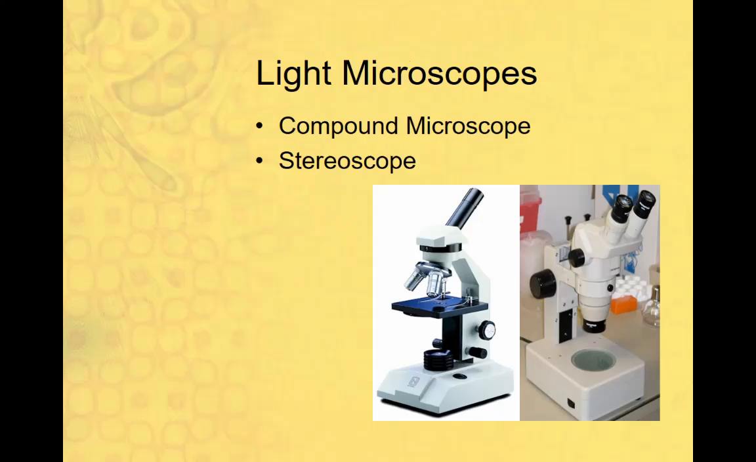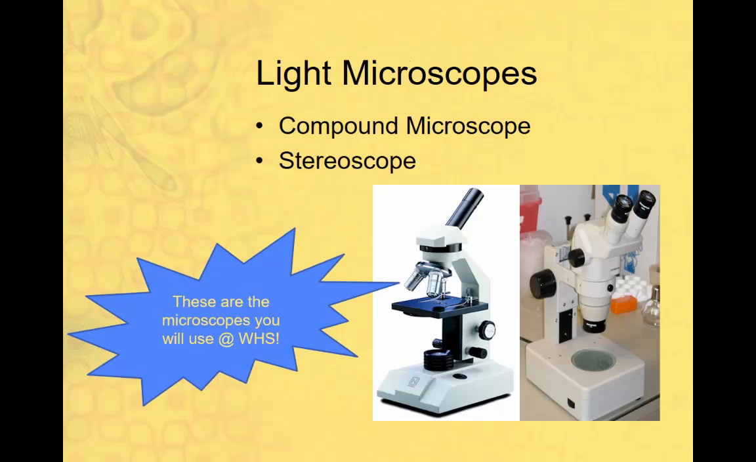Now this is very similar to what you're going to be using here at Willamette High School. Compound microscope is what you have in all of your biology classes, and the stereoscope, something like what you see on the right, is what we use typically in geology or botany, maybe in forensics, something like that.